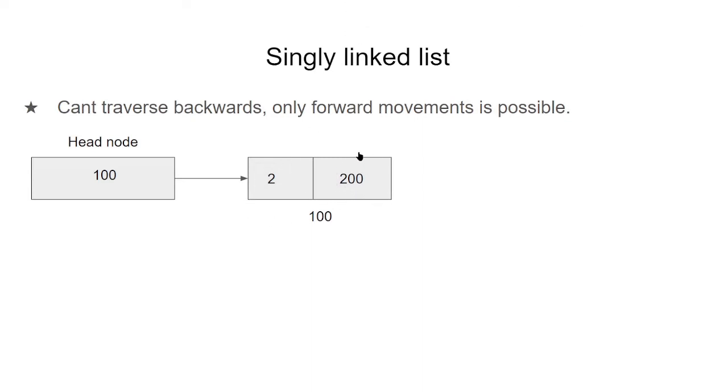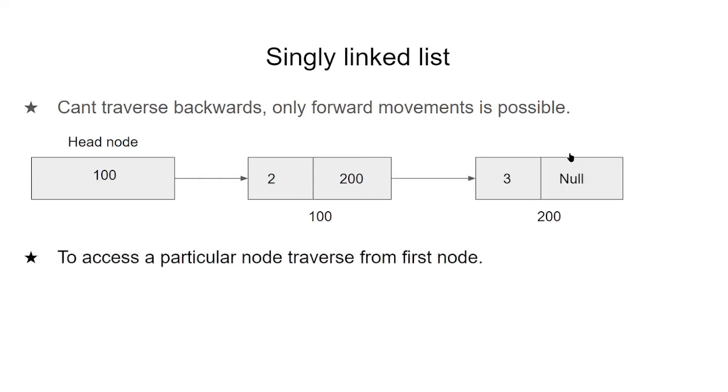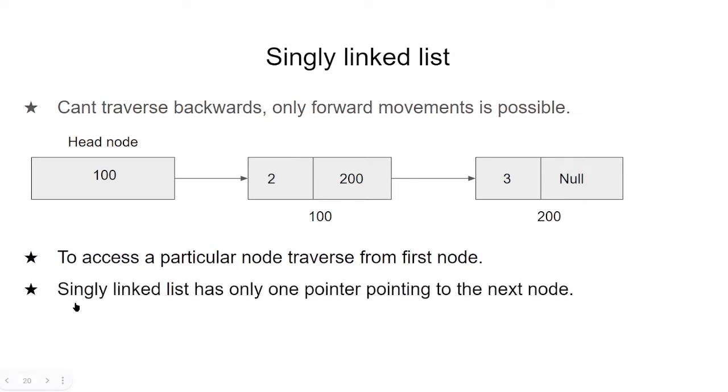And there's a head node which contains the address of the first node, and the first node in the pointer section contains the address of the next node, and the second node in the pointer section contains the null value, that is, it does not point to any other node. And to access a particular node you have to traverse from the first node. A singly linked list has only one pointer pointing to the next node.